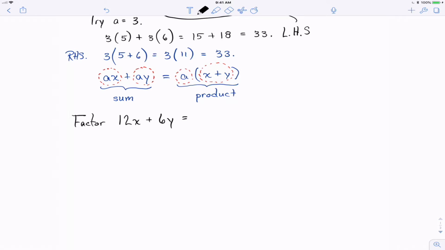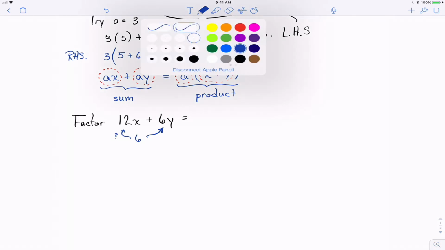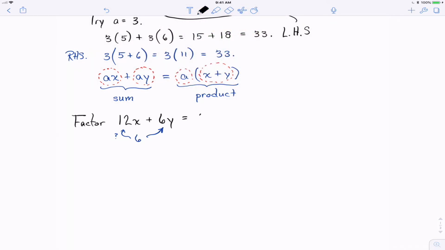And in this case, notice that there's a 6 here. And if you think in terms of multiplication, is there a 6 in the 12? Well, the answer is this. If you write 12 as 6 times 2x plus, and the 6 is also the same as 6 times 1. Oops, that's not an x, that's a y. 1y.